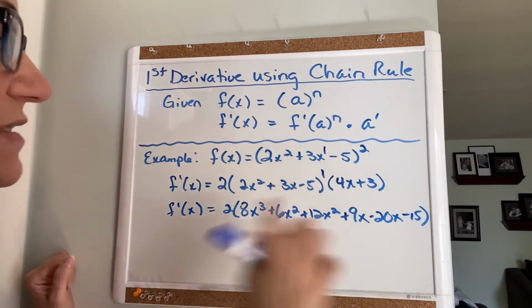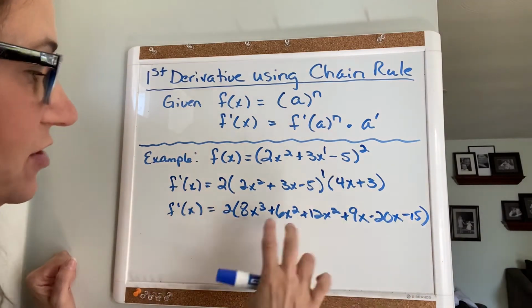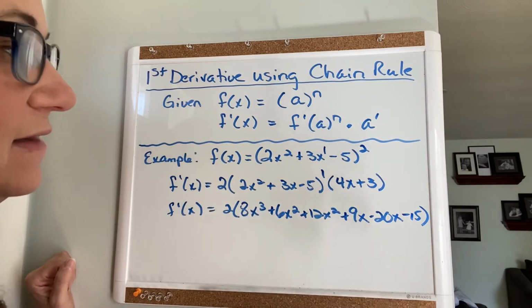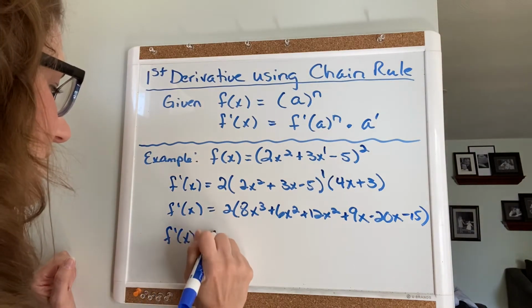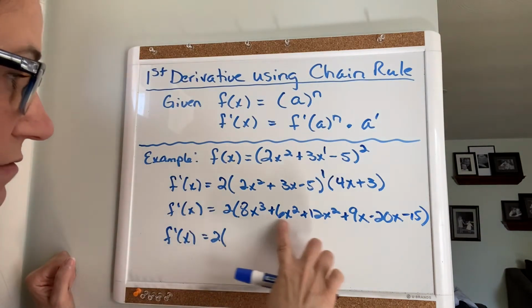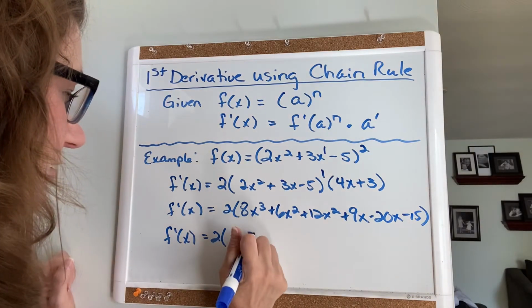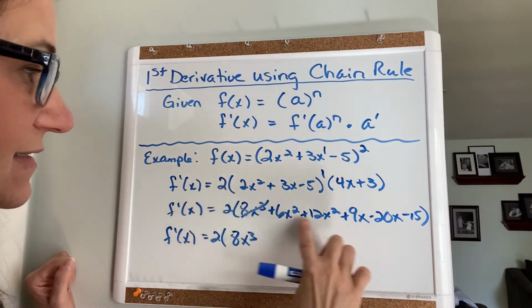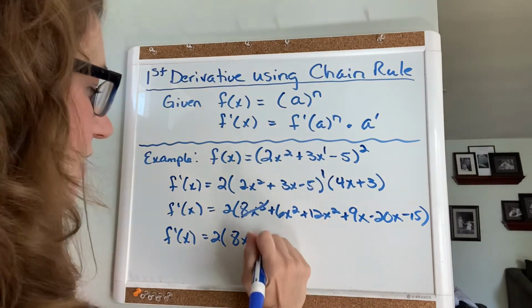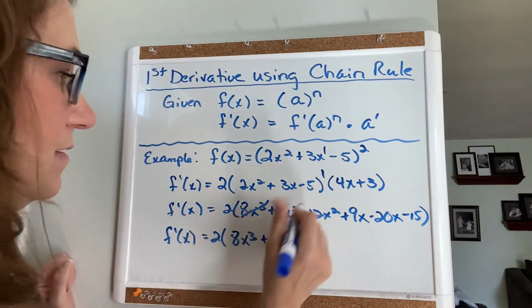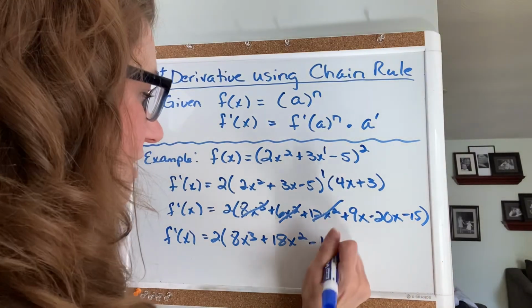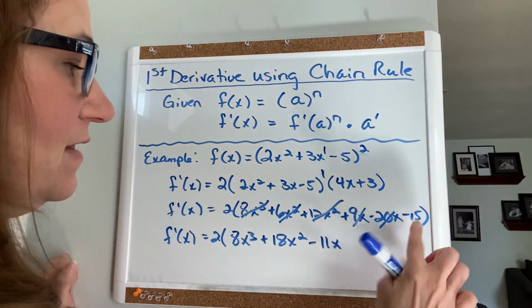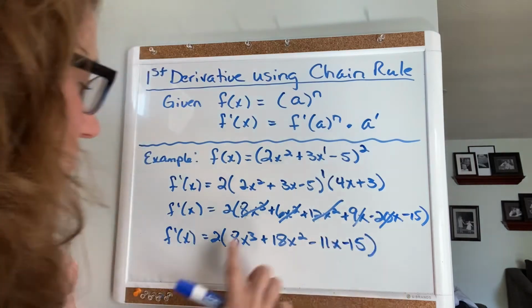And the last step is to distribute the 2 through, or actually, you can combine like terms first. I'm going to do that first. I'd rather combine like terms inside the parentheses. So we have 2 times just 8x to the third, 6x squared plus 12x squared, that's 18x squared, 9x minus 20x, negative 11x, and then minus 15. Now I'm going to distribute the 2 through.